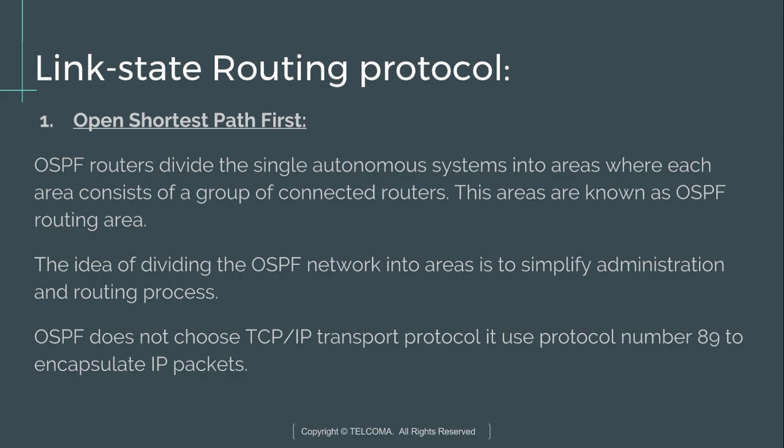After that, the OSPF router divides the single autonomous system into areas, where each area consists of a group of connected routers. These areas are known as OSPF routing areas. The idea of dividing the OSPF network into areas is to simplify the administration and routing process. OSPF doesn't use the TCP/IP transport protocol; it uses protocol number 89 to encapsulate IP packets.